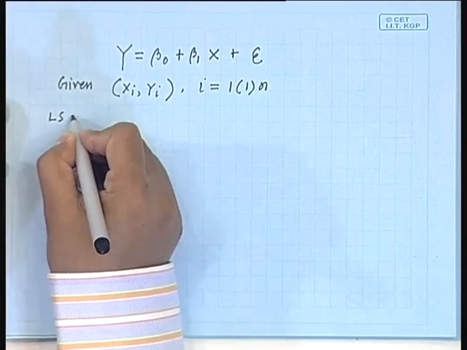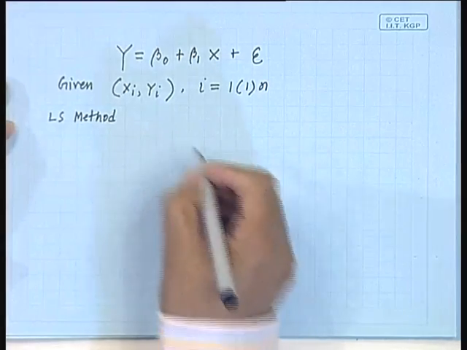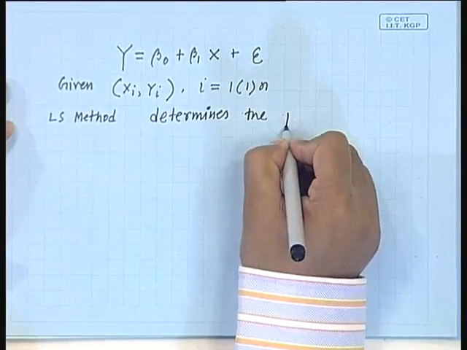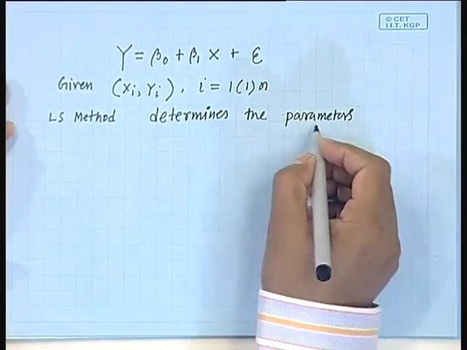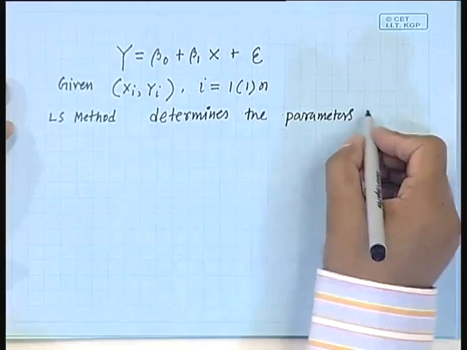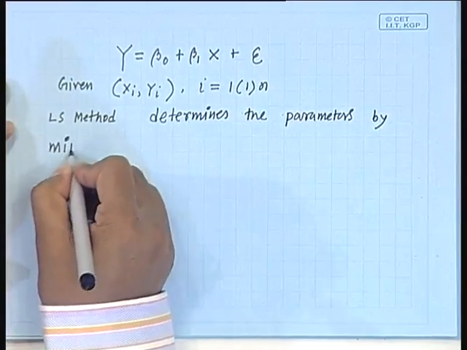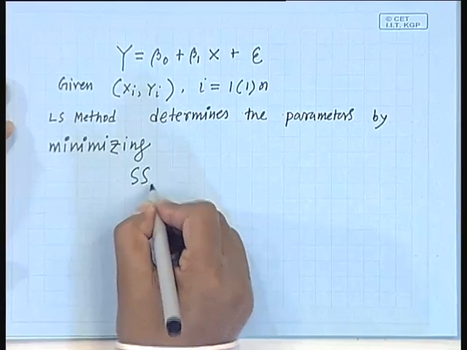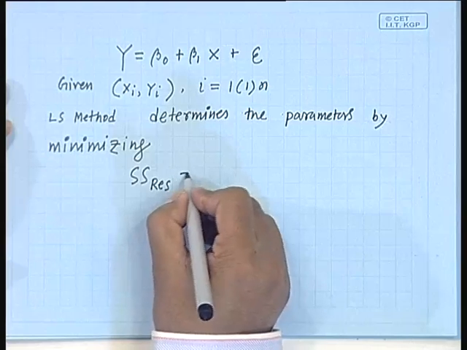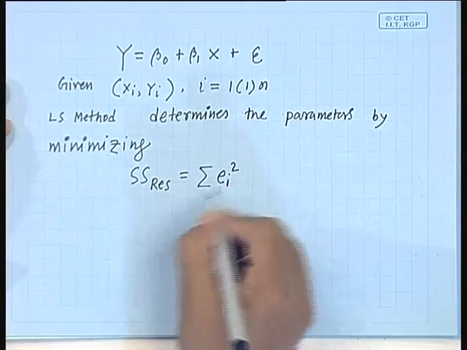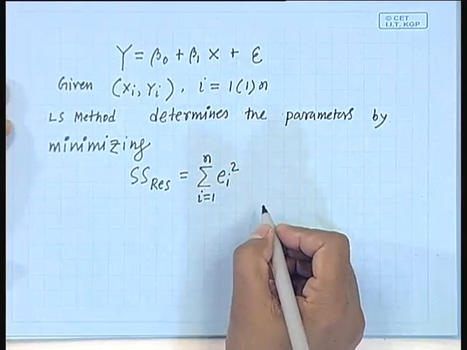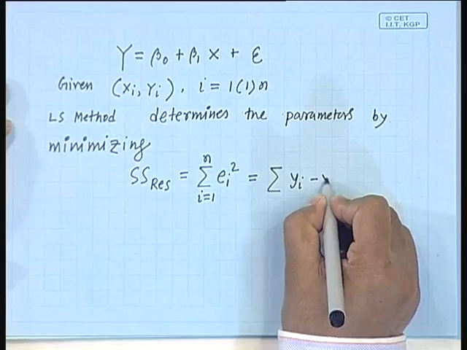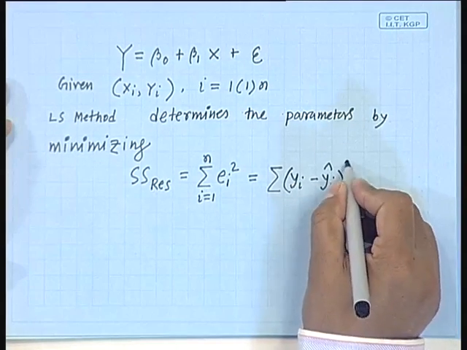So, the least square method determines the parameters, meaning the regression coefficients beta naught and beta 1, by minimizing the residual sum of squares, SS residual, which is equal to the summation of ei square, i equal to 1 to n, where ei is the difference between the observed response value yi and the estimated response value yi hat. So, this is the residual.